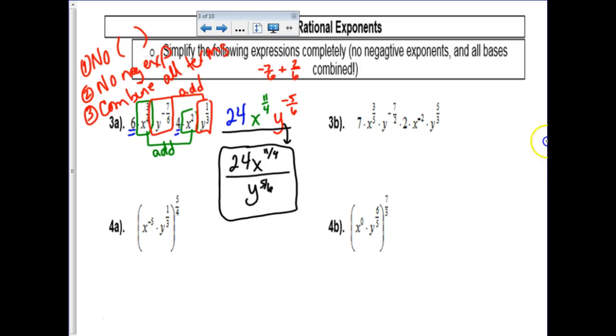All right. This next question, same idea. Coefficients. Take care of them first. 7 times 2, better known as 14.